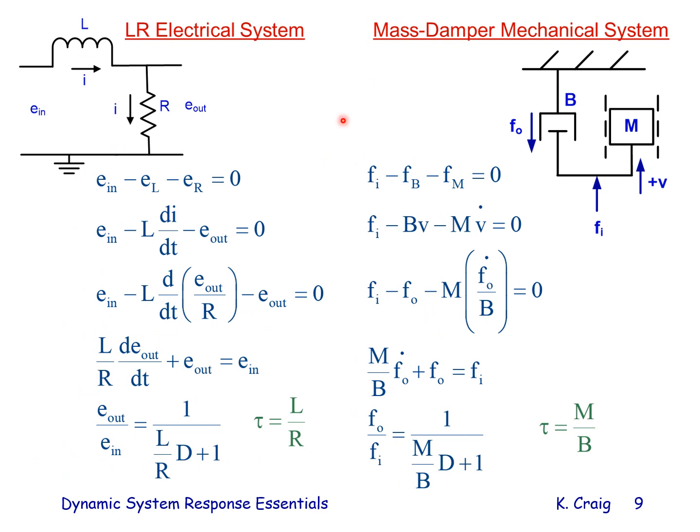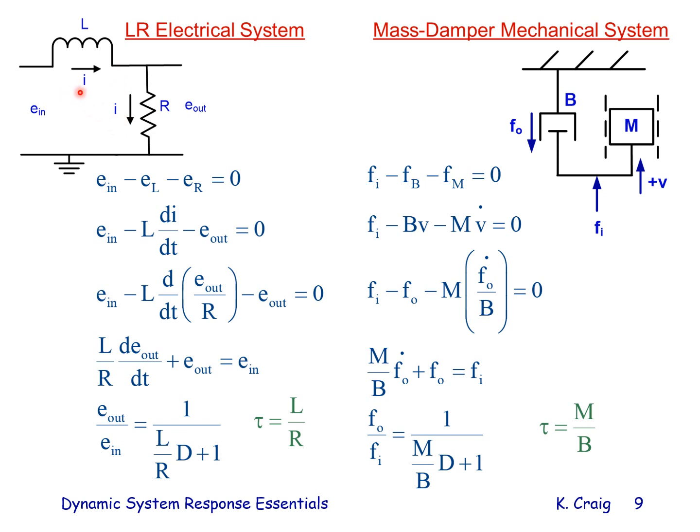Let's now look at two first order systems, an LR electrical system and the analogous mass damper mechanical system. Again, with the electrical system, we assume I out is 0. The system is not loaded by anything connected to it. L and R then are in series and they have the same current flowing through them. If I apply Kirchhoff's voltage rule, the sum of the voltages around the closed path is equal to 0. I have E in minus the voltage drop across the inductor minus the voltage drop across the resistor equals 0.